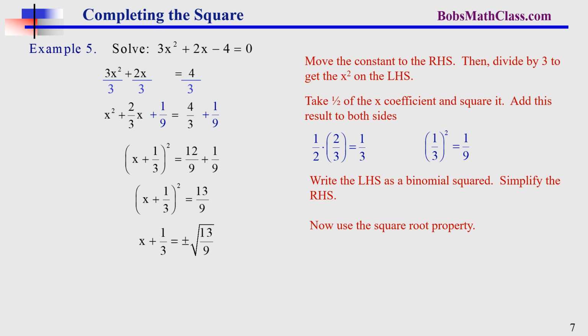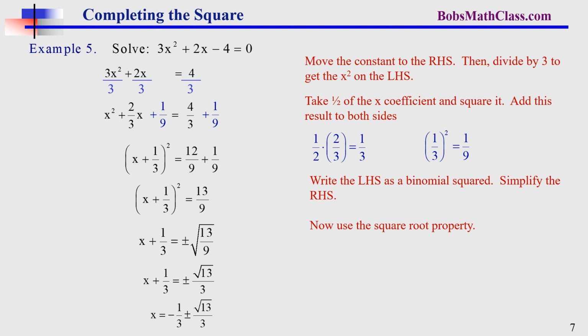On the right-hand side, square root of the top over the square root of the bottom. Square root of 13 just stays square root of 13. Square root of 9 is 3. Now we're going to move the 1/3 to the right-hand side. When you move the 1/3 to the right-hand side, the sign will change. So it's negative 1/3 plus and minus the square root of 13 over 3.